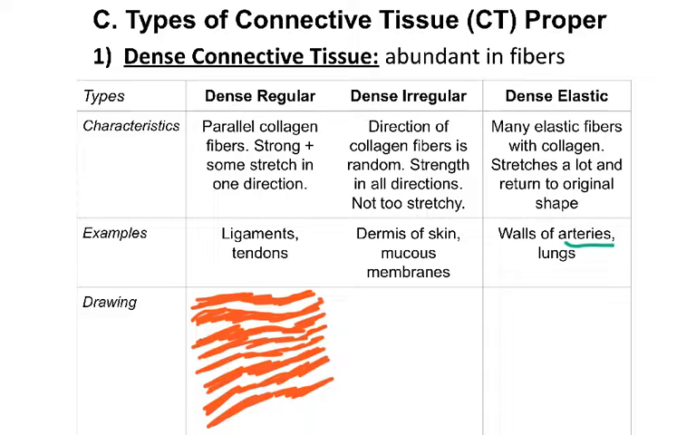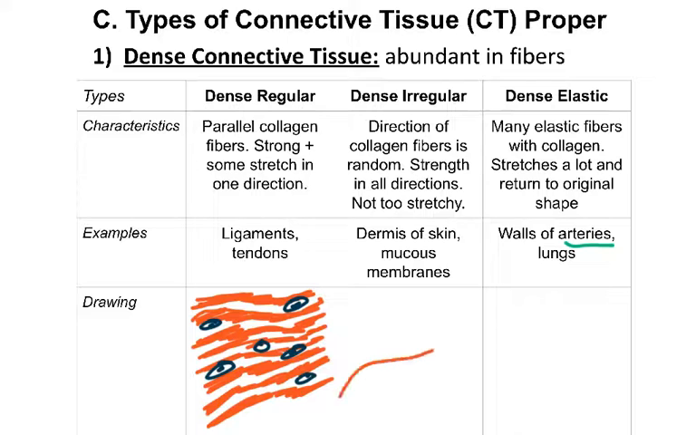Dense regular connective. In addition to that, you're going to occasionally see pockets of cells that look kind of like this, and these are the fibroblasts that help form the fibers like collagen throughout. I'll show you some microscopic slides of this towards the end of the lecture.